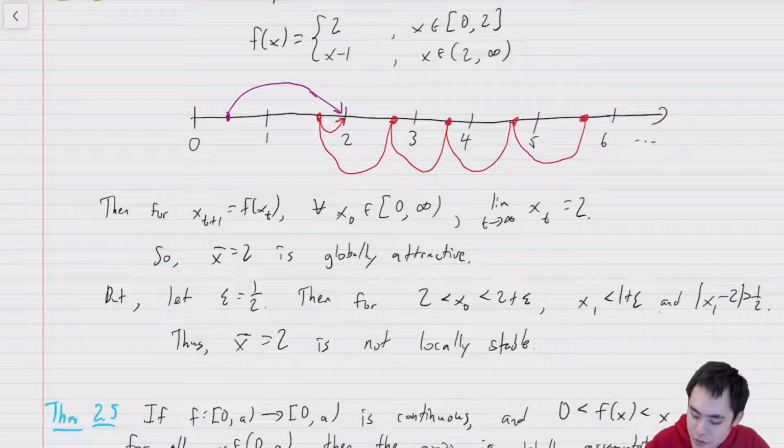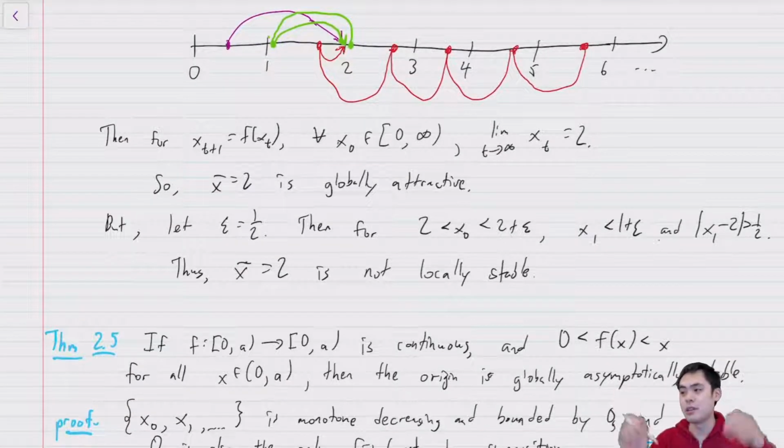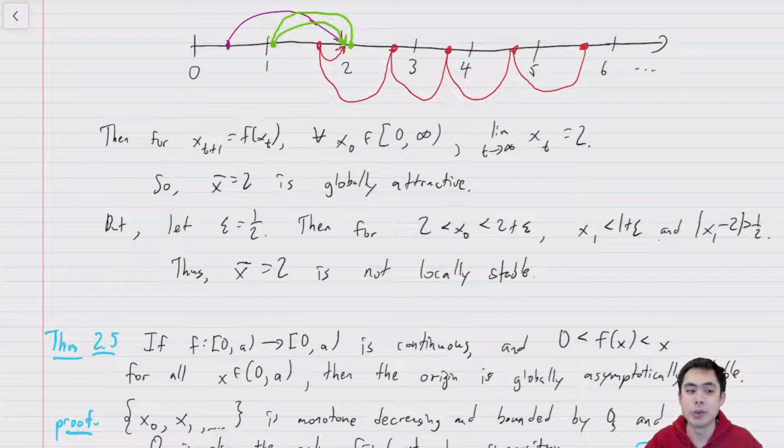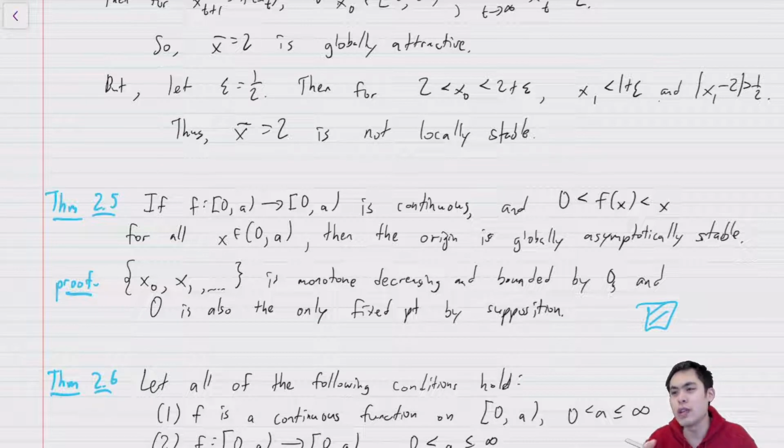Even if you start really, really close to 2, you still have to jump all the way away before you jump back. And so it's not locally stable because you take a moment to go away from the equilibrium. But you'll notice that the reason for that is because this is discontinuous. If f were a continuous function, you couldn't have this sort of behavior.